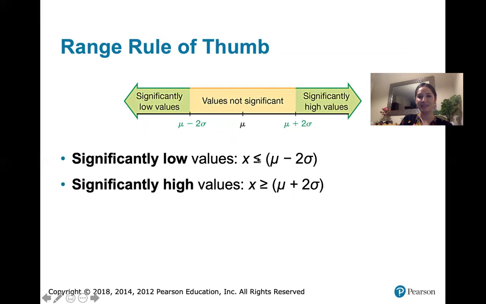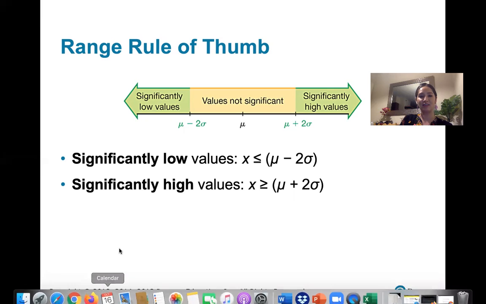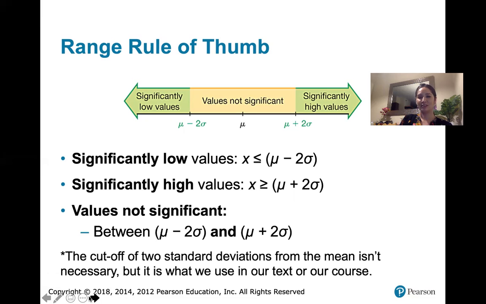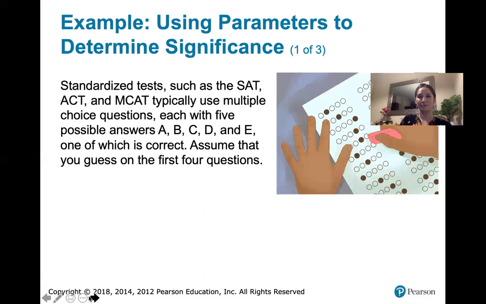So if an x value is less than or equal to this value, it's a significantly low value. Or if an x value is greater than or equal to this value, it's significantly high. But graphically, you can see it right here. It's just an x value in the far right tail or an x value in the far left tail. The ones on the left are significantly low. The ones on the right are significantly high. And the insignificant values are the values that are sort of typical, lie within 2 standard deviations of the mean, according to the range rule of thumb. Now, this 2 standard deviations from the mean is not necessary, but it is what we use in our text and it's what we use in our course.